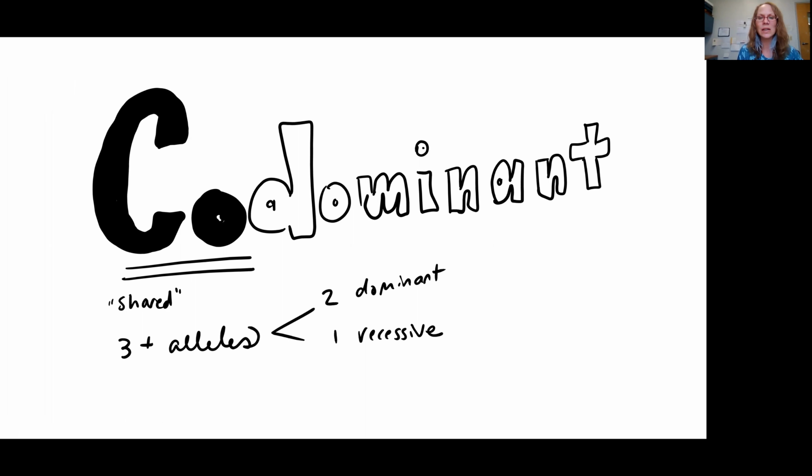You still will see only 2 alleles inherited for each individual, but there's multiple versions of those alleles in the population, more than just a dominant and a recessive. You're going to see that you would have at least 2 dominant alleles and 1 recessive allele in the population. And so you're going to get at least 3+, really 4+ different phenotypes showing up.